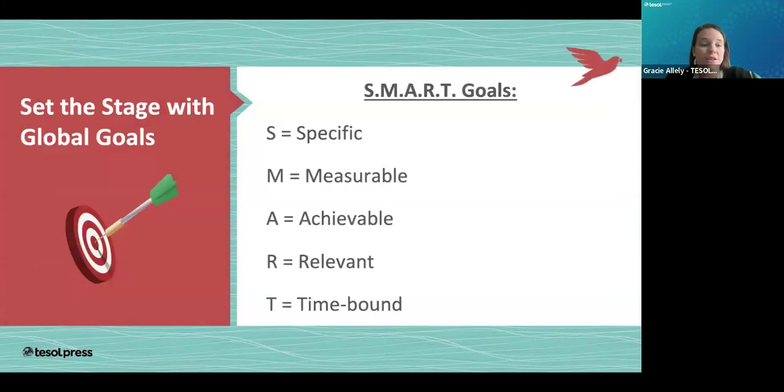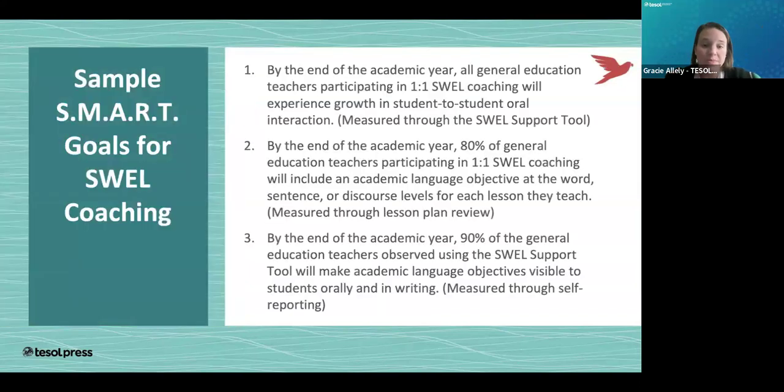The next step is to set up SMART goals, so that you are working towards a goal that is specific, measurable, achievable, relevant, and time-bound. If we have goals that are not achievable or not measurable or not relevant, they're likely to be forgotten or just revisited at the end of the year and you're like, oh, whoops, I guess we didn't meet that goal. And so we really focus on setting SMART goals.